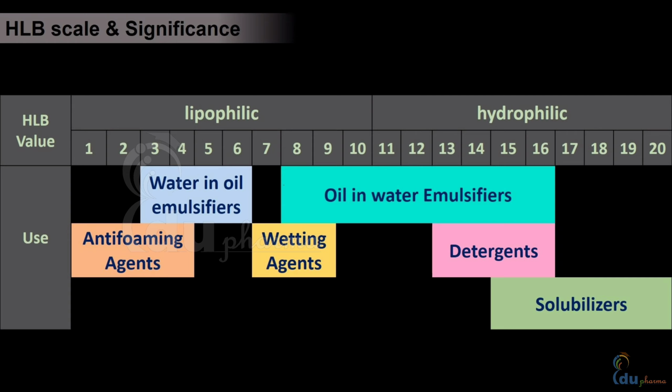Similarly, if surface active agents have values ranging between 8 to 16, they are classified as oil in water emulsifiers. 13 to 16 are detergents, and if a surface active agent has a value greater than 14, it is classified as a solubilizer. In this way, we can use this HLB scale to select surface active agents as per the need of our formulations.